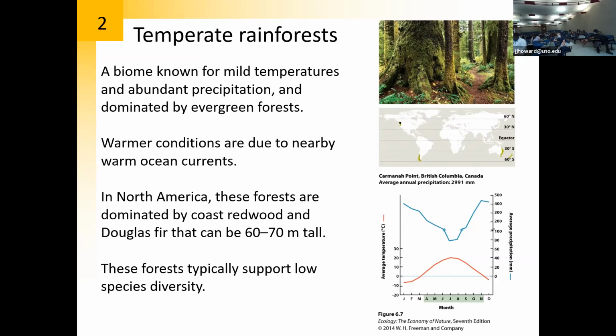So here's a typical climate diagram of British Columbia. And you can see that, yeah, there's a cold season in January through March and again in December. But the available moisture exceeds the demand all year round by a lot.